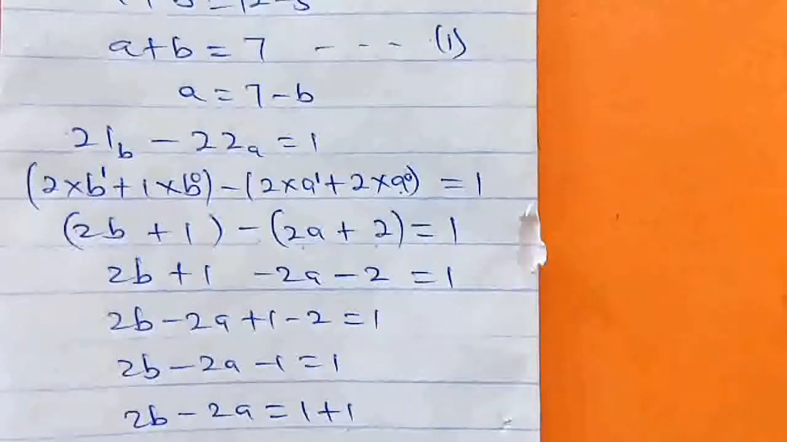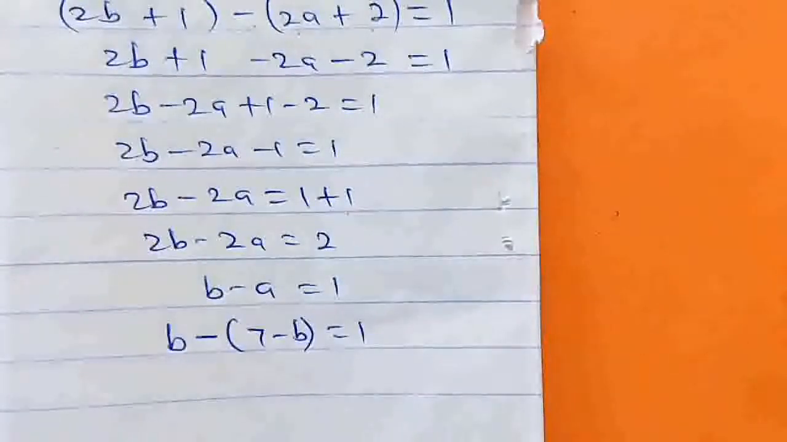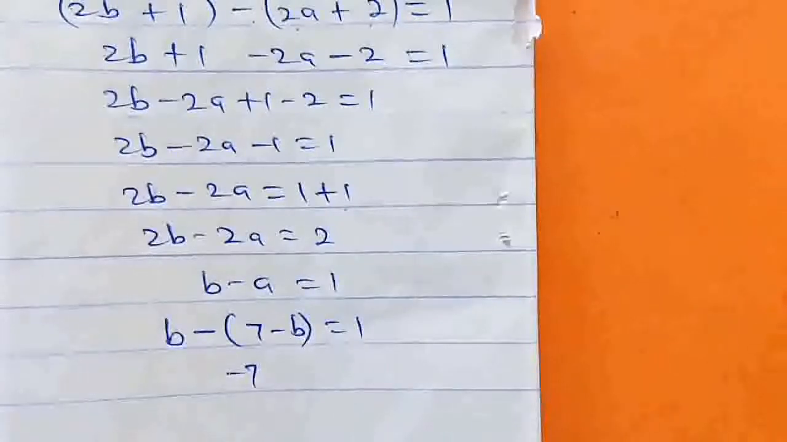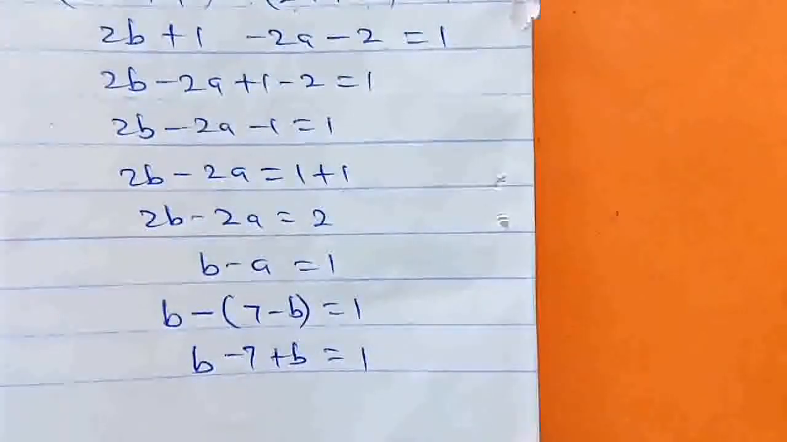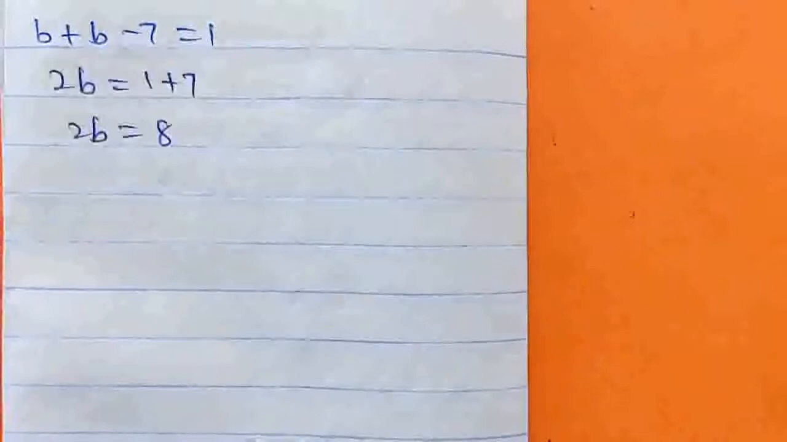We will have, since A is equal to 7 minus B, here minus enter minus 7, minus times minus will give us plus B. Collection of like terms, we will have B plus B minus 7 will give us 1. Where minus 7 goes to the other side, dividing both sides by 2, we will have B equals 4.